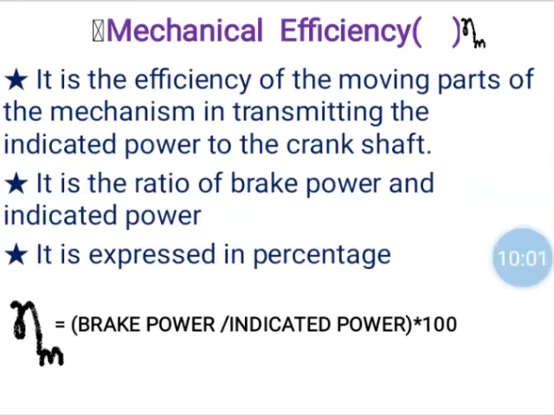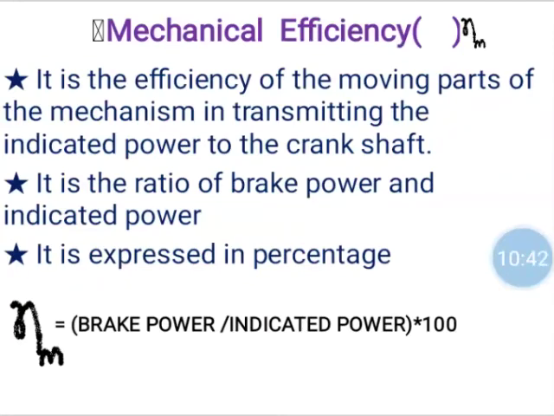Therefore, the mechanical efficiency is the ratio of BP, that is the output, divided by indicated power, that is the input. This ratio is multiplied by 100. Therefore, mechanical efficiency is BP divided by IP into 100. What is mechanical efficiency? It is the efficiency of the mechanical moving parts of the mechanism, which is used in transmitting the IP to the crankshaft.